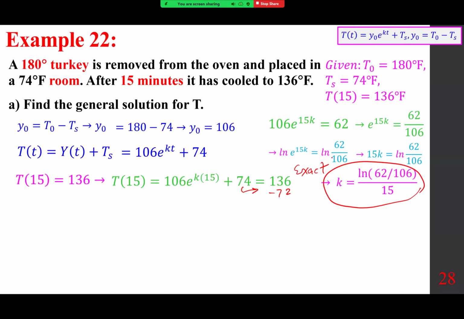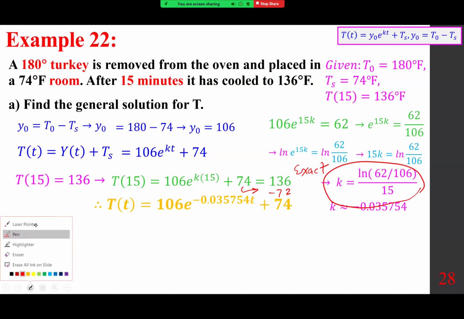Exact answer. You put it into a calculator with a bunch of decimals, and now T of t has this formula: 106 e to the power of negative 0.03575 t plus 74. And you really want to use a lot of decimals when you do that.